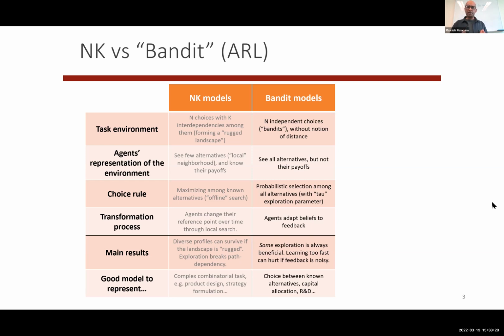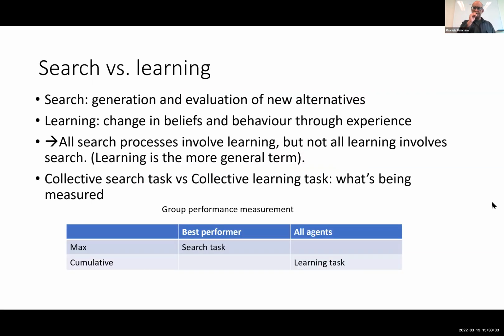But the key point that is really important to bear in mind is a conceptual one. Search is defined as the generation and evaluation of new alternatives. Learning is about changes in beliefs and behavior through experience. Therefore, all search processes involve learning, but not all learning involves search. So learning is the more general term. Okay? When we say organizational learning, search is a subset of that, which involves changing your beliefs and behavior not just about the value of known alternatives, but also coming up with new alternatives in your representation of the world.